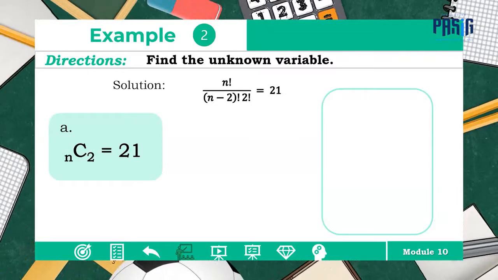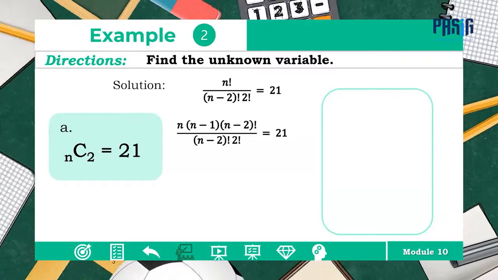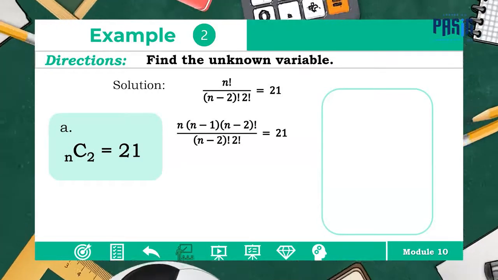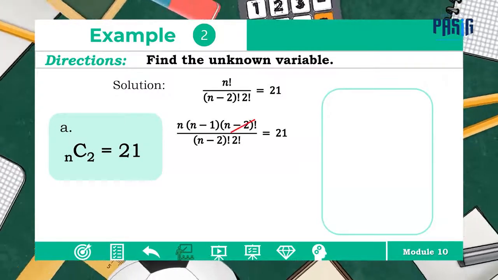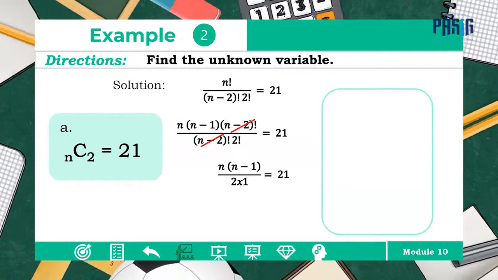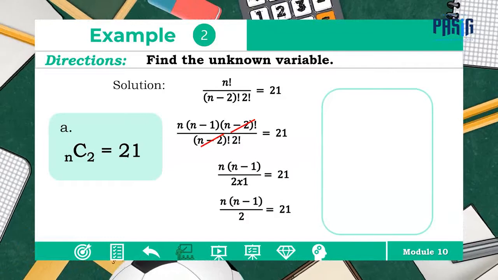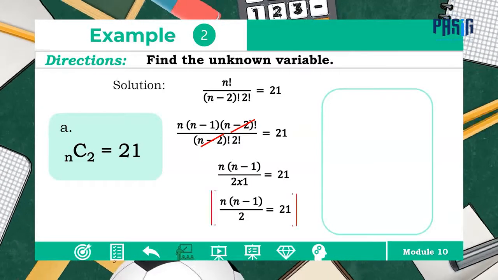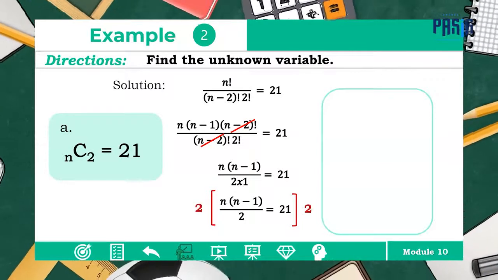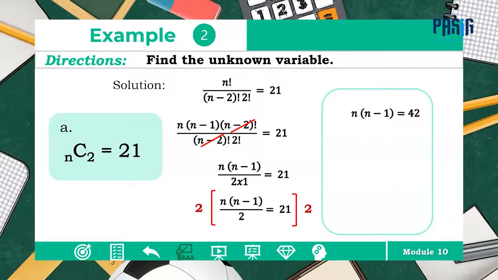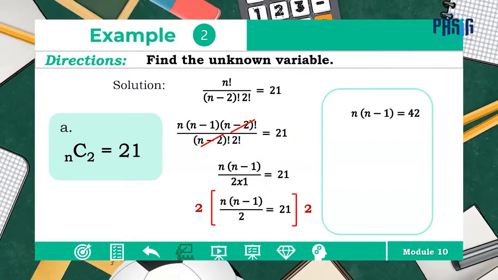Simplifying, let us express n factorial as factors of n times n minus 1 times n minus 2 factorial. Dividing these 2 factorials will result to 1, and the equation becomes this, or simply this. Simplifying further, let us multiply both sides of the equation by 2. So the equation becomes n times the quantity of n minus 1 equals 42.